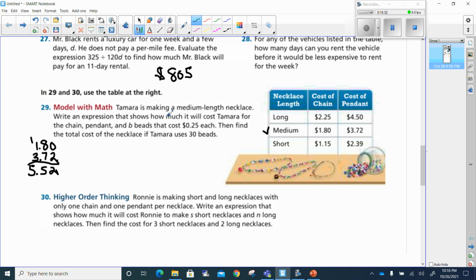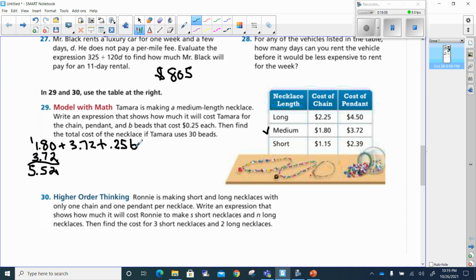And then it says, oh wow, we're supposed to write an expression for that. So I guess at the beginning it would be $1.80 plus 3.72. And then if we wanted to add the amount for the beads, since they were 0.25 each, that would be plus 0.25, and we would use B for beads, so that'd be multiplied to B.